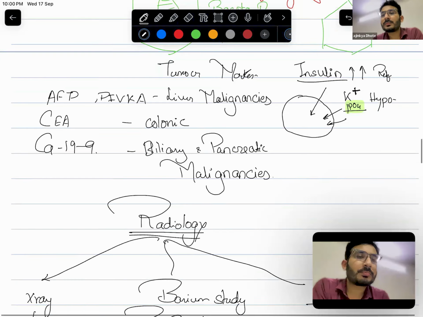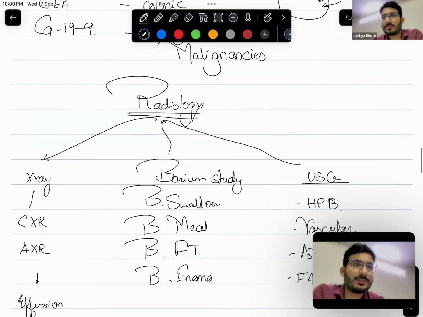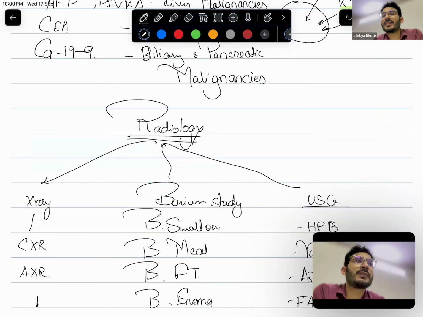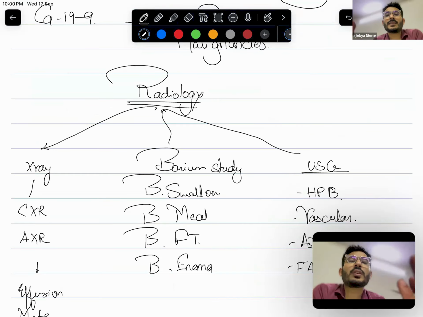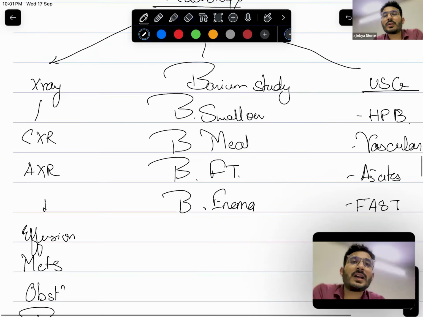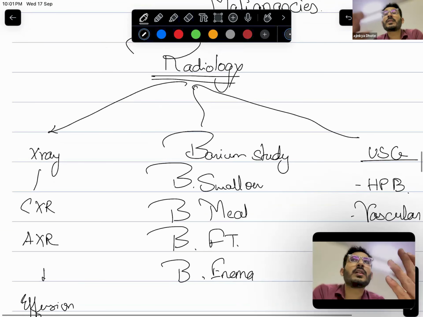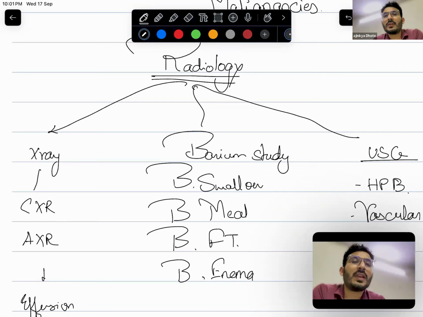Now coming to your radiology, what are the radiological investigations that we do? You all have a gross idea about this. The first most common one is your X-ray. We as surgeons most commonly do a chest X-ray and an abdominal X-ray. We'll discuss what is seen in a chest X-ray when we discuss X-ray radiology. But the most important thing a chest X-ray gives you an idea about is perforation. Whenever there's gas under the diaphragm, it suggests intestinal or hollow viscus perforation.